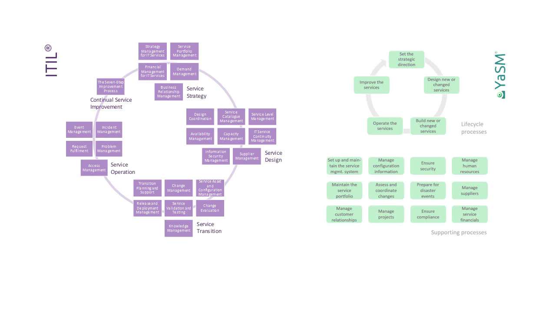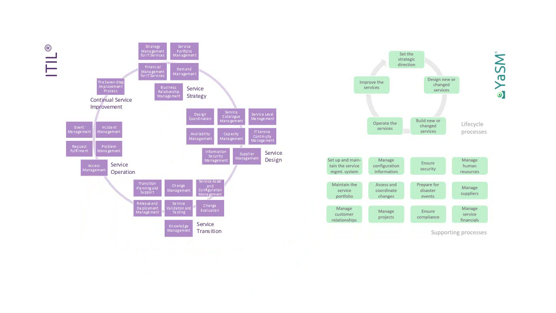Let's first take a look at the process structures of the ITIL and YaSM frameworks. At the left, we have the ITIL service lifecycle with 5 stages: service strategy, service design, transition, operation, and continuous service improvement. Each stage of the lifecycle contains several processes. All in all, there are 26 processes in ITIL.